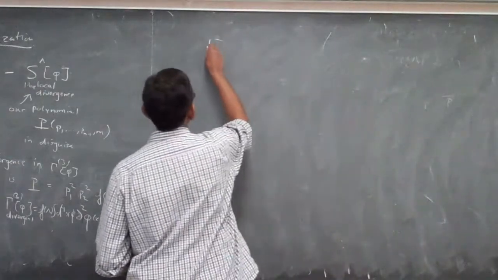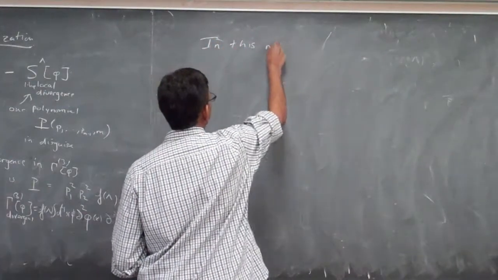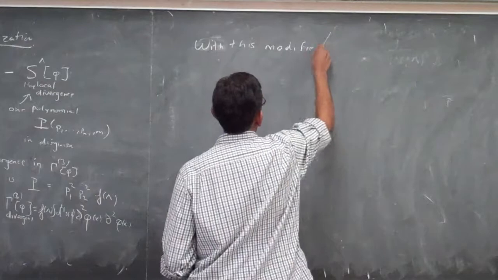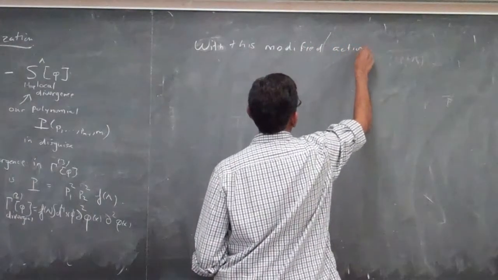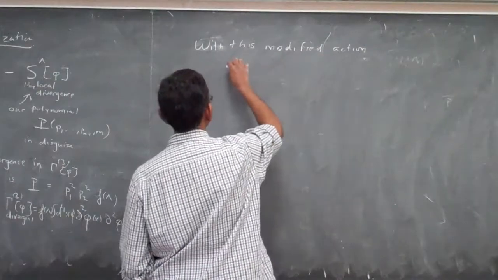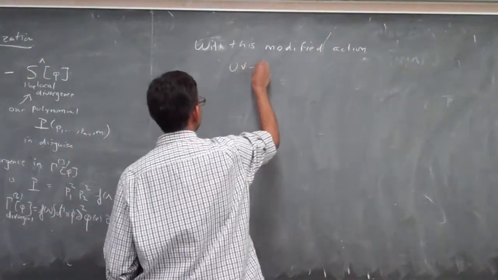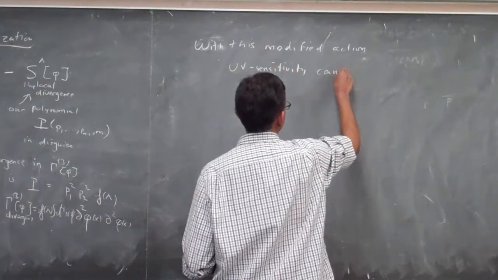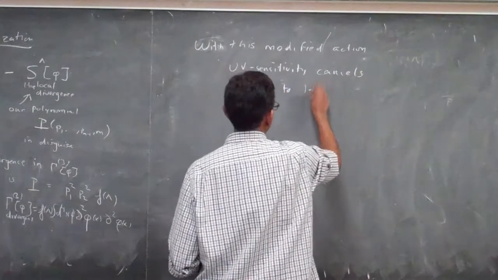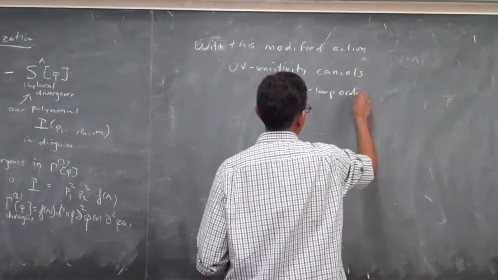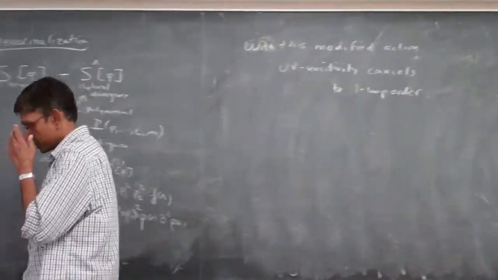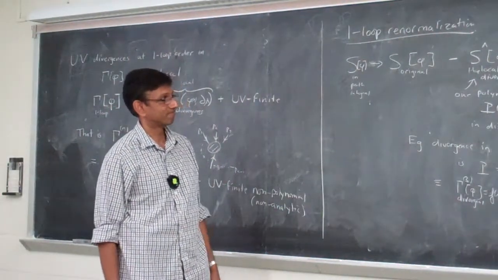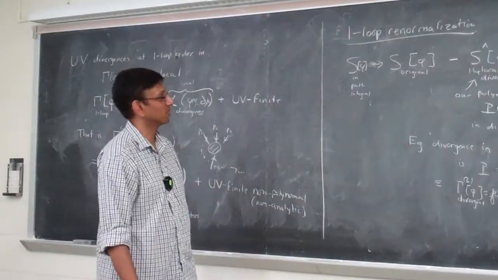So the claim is, with this modified action, UV sensitivity cancels to one loop order. So I want to phrase it in the level of generality that we want. I want to just be very general.